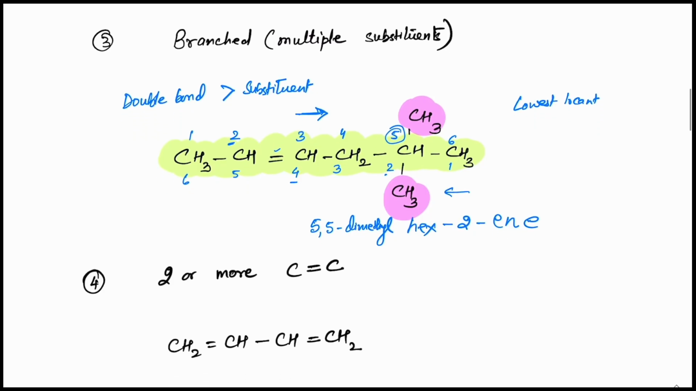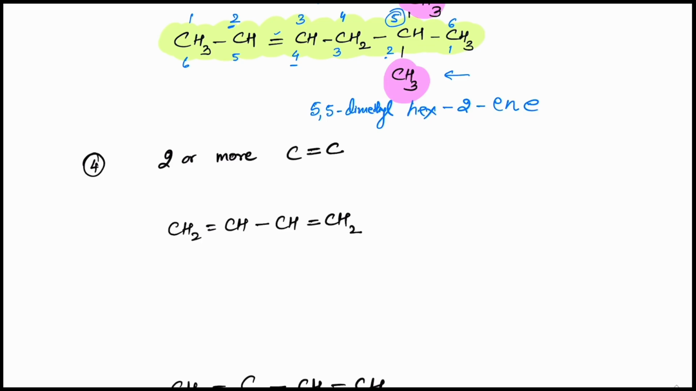Let's move on to the next one. We now have an interesting case where we have more than one carbon-carbon double bond present in the compound. Now in this example, you can see that there is no branching. So this is our parent chain and it has 4 carbon atoms. If we start from left, we can see that the first double bond starts at carbon atom 1 and the second double bond starts at carbon atom 3.